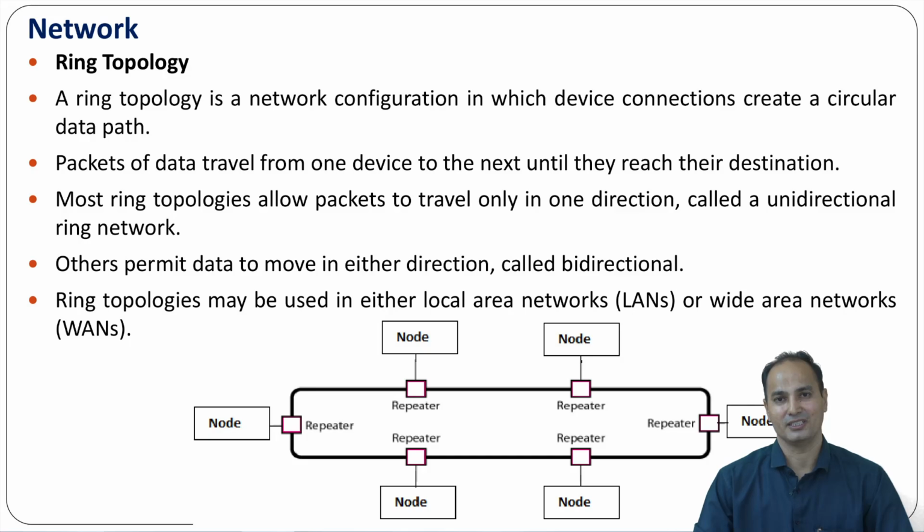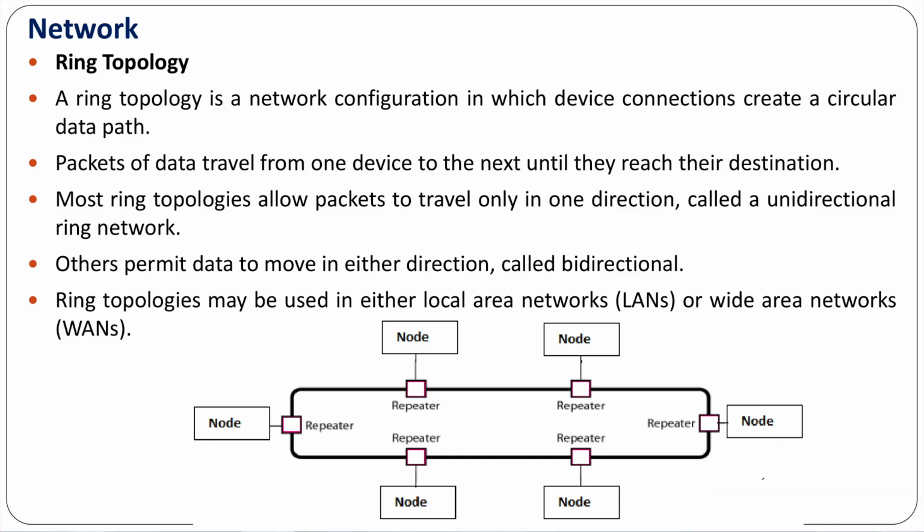Next is the ring topology. A ring topology is a network configuration in which device connections create a circular data path. Packets of data travel from one device to the next until they reach their destination. Most ring topologies allow packets to travel only in one direction, called a unidirectional ring network. Others permit data to move in either direction, called bidirectional. Ring topologies may be used in either local area networks or wide area networks. As you can see in the image, all the nodes are connected in a ring or circular fashion.